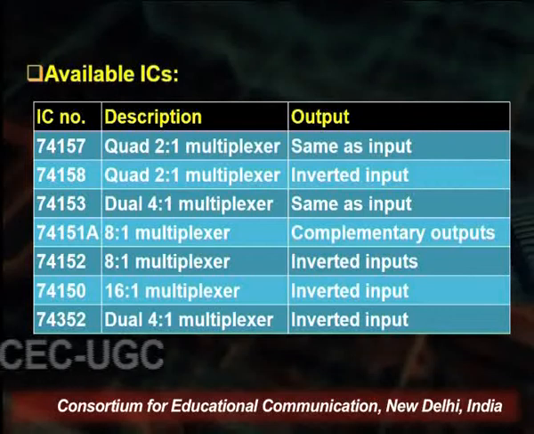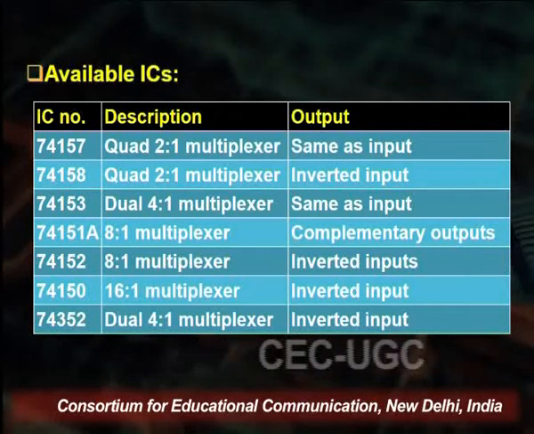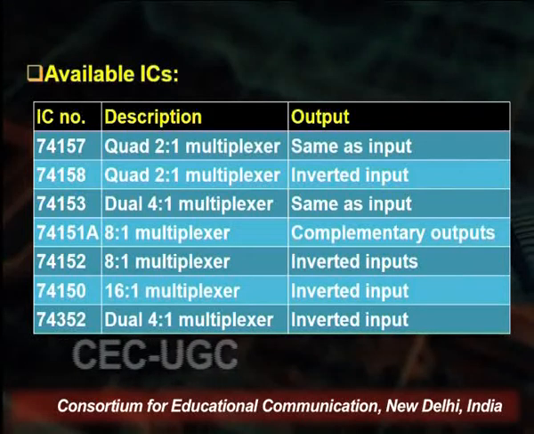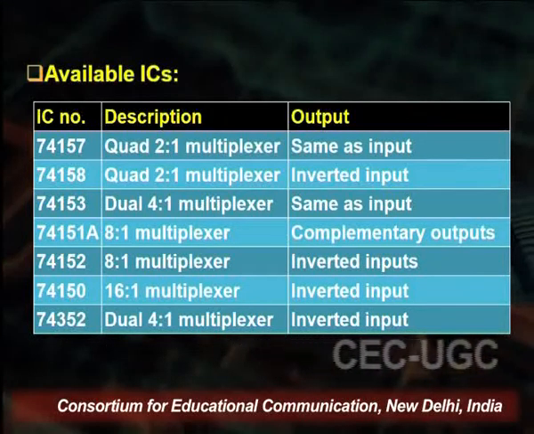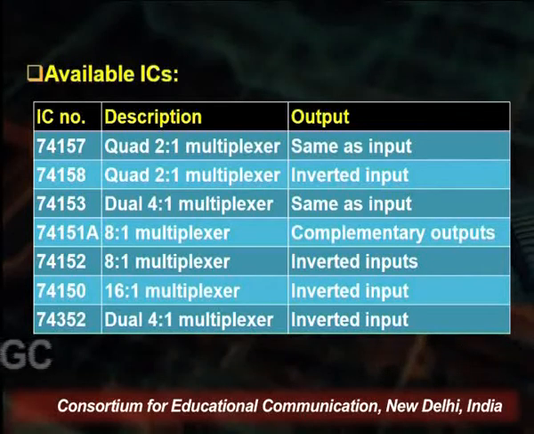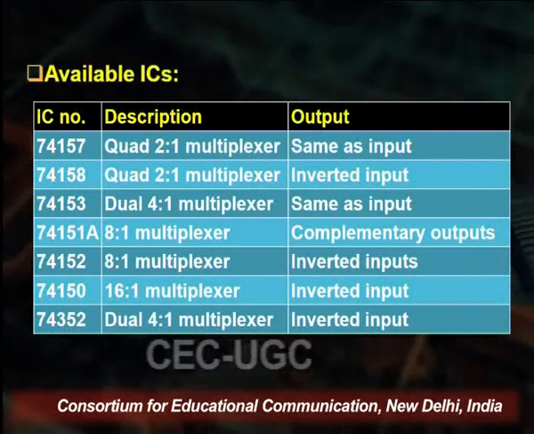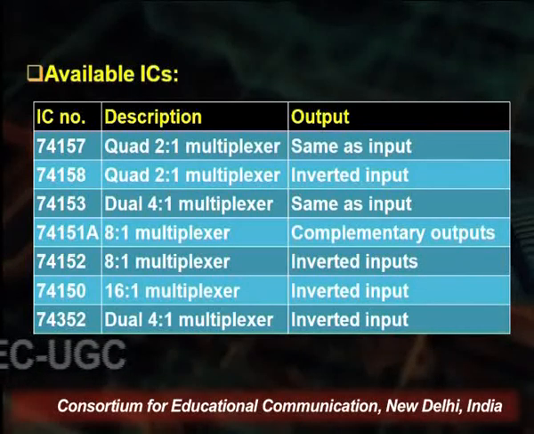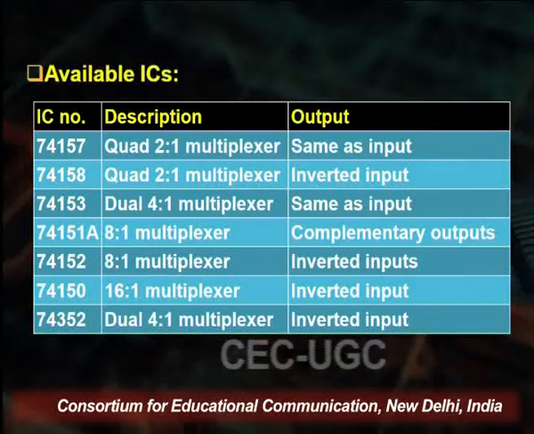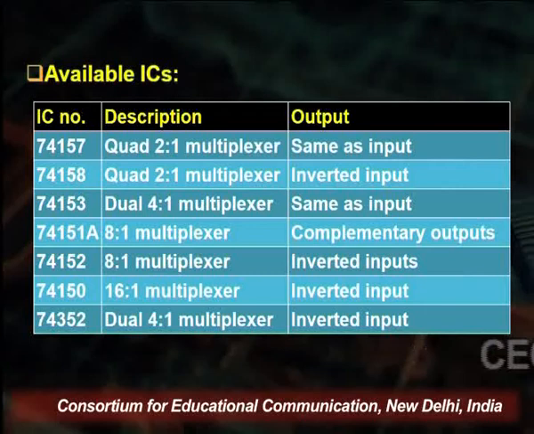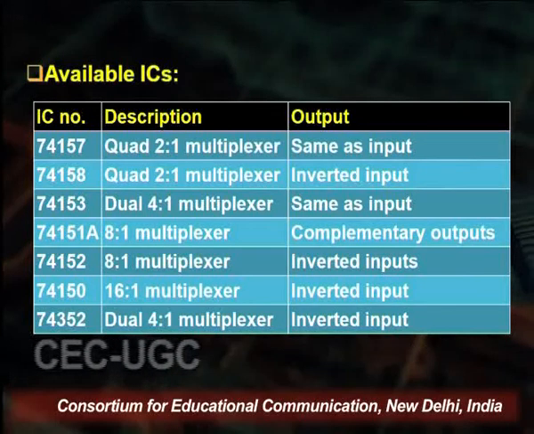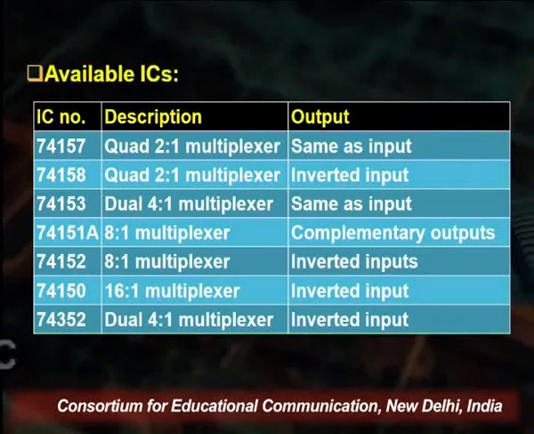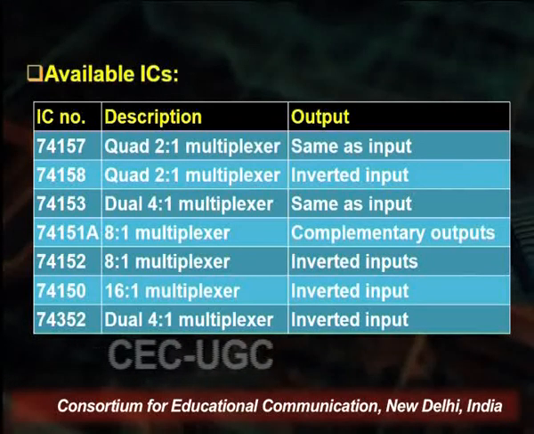So shown here are certain available ICs which are multiplexers. They are 74157, 74158. A typical thing shown here is quad. If you look at 74157, it's a quad 2x1 multiplexer, which gives an output which is the same as the input, whereas 74158 is again a quad 2x1 multiplexer, but it has inverted, or complemented, output. Now, what is a quad 2x1 multiplexer?